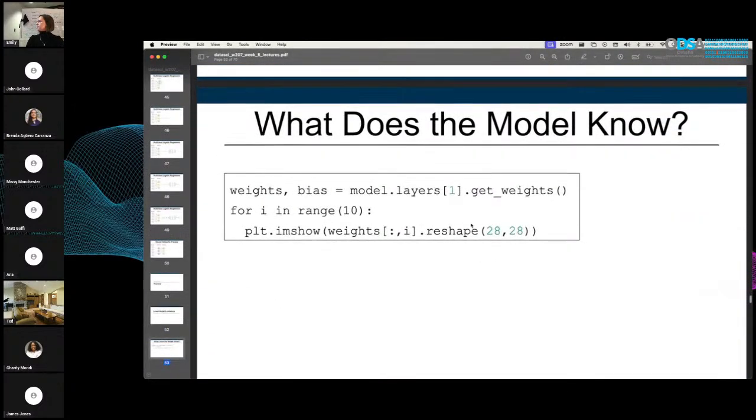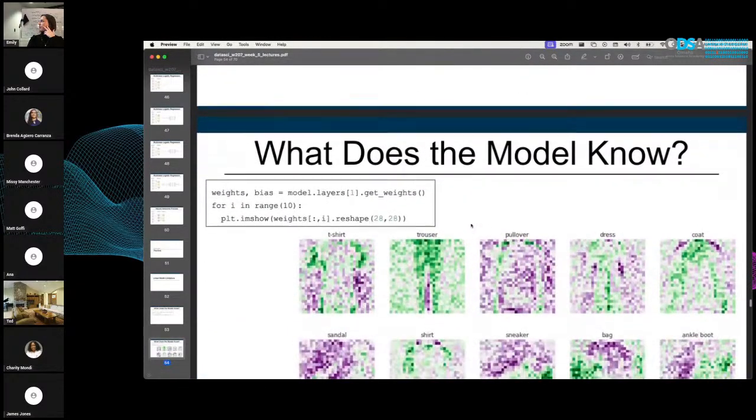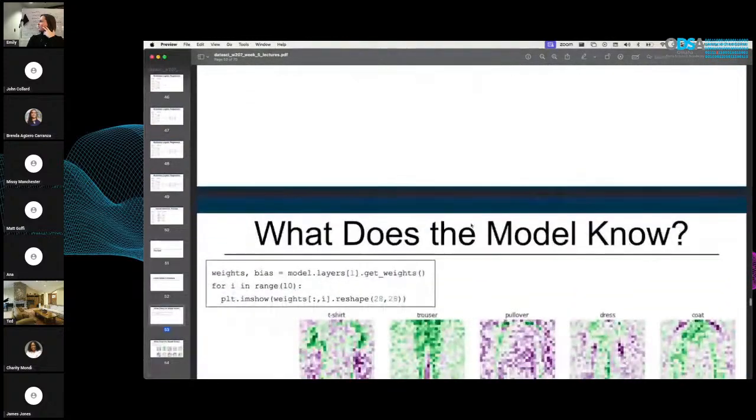A really insightful thing for me was when we were thinking about image processing. We had that MNIST data set, right?